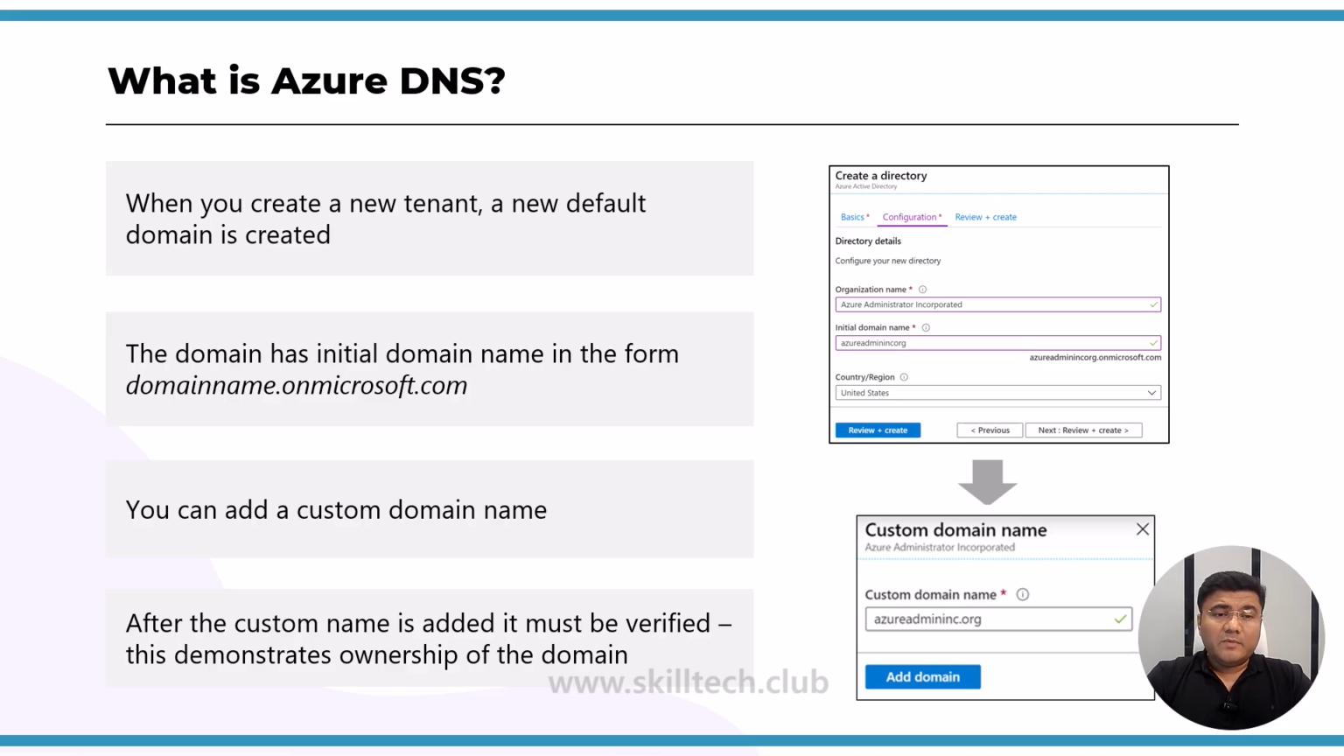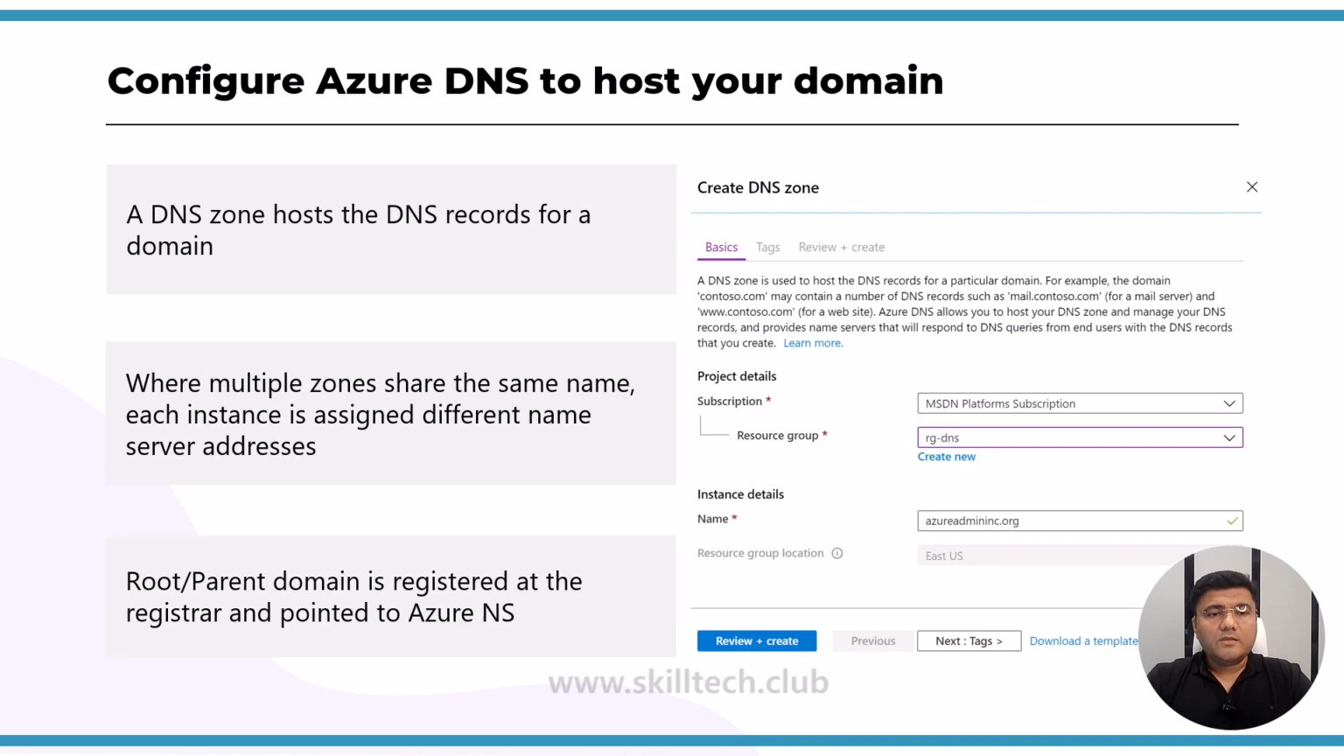After the custom domain name is added, it must be verified. This is going to show whether you are an owner of that domain or not, and then you have to complete that verification process. Once you're done with this, your custom domain can be associated with your DNS. A DNS zone is going to be configured in that case, and a DNS zone is nothing but a place or a host where you're going to have all the DNS records for a particular domain.